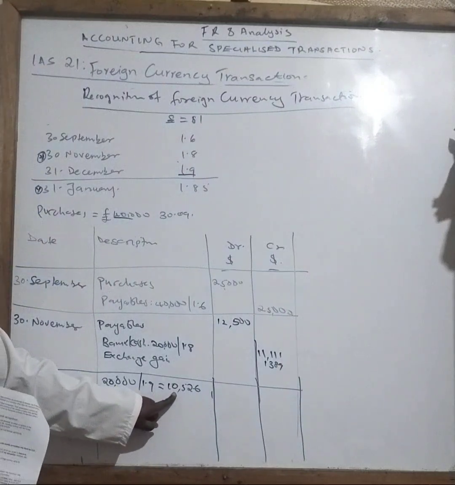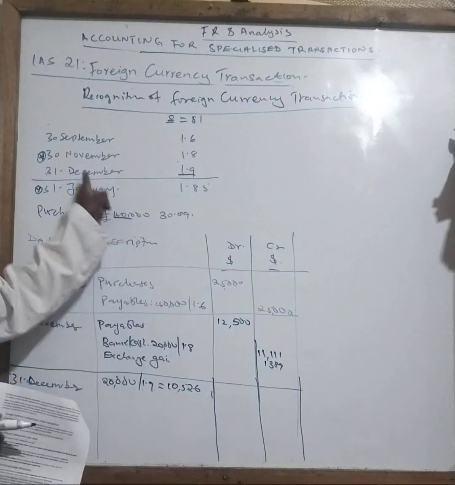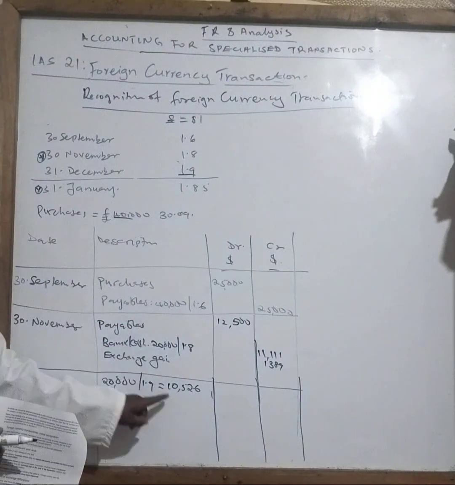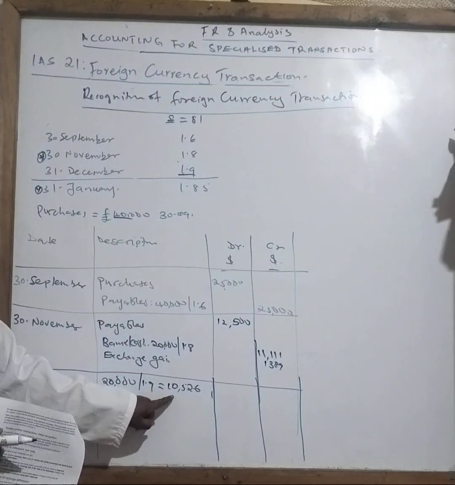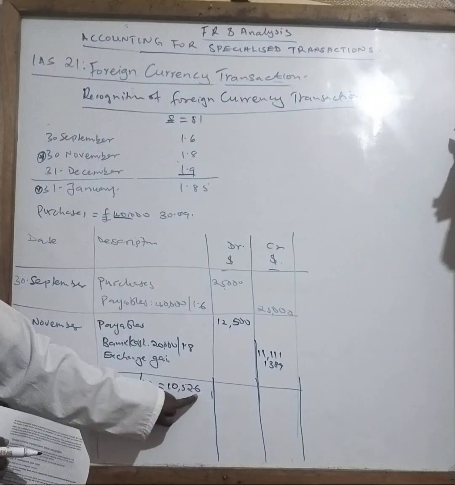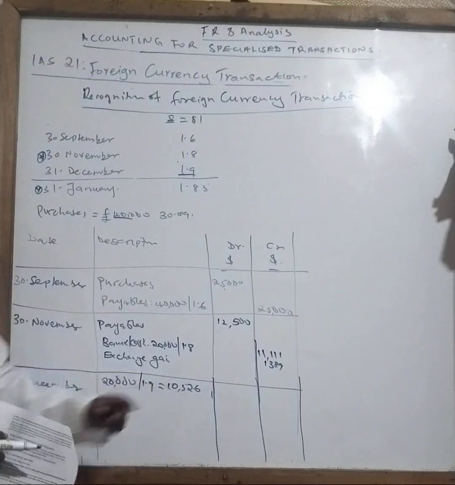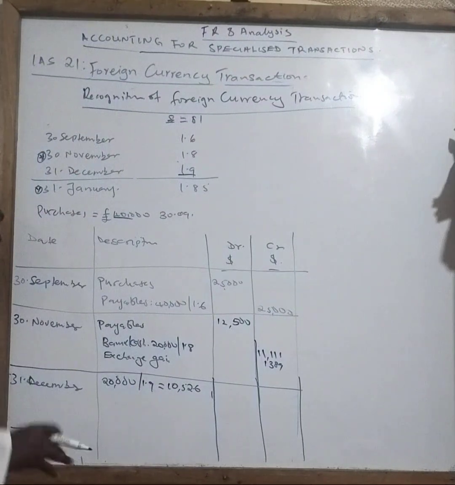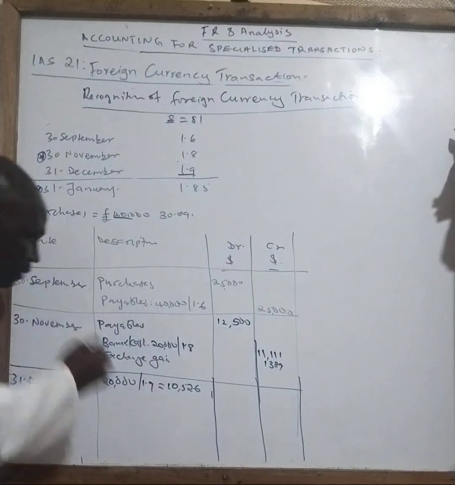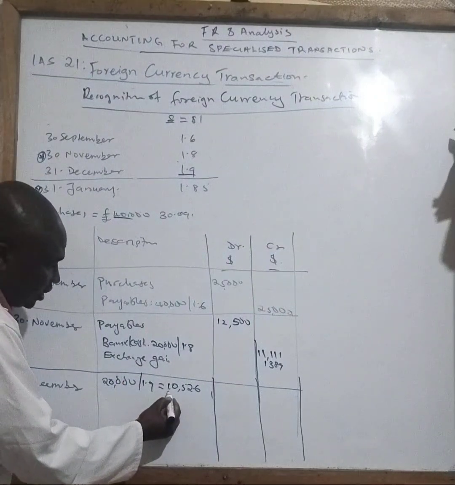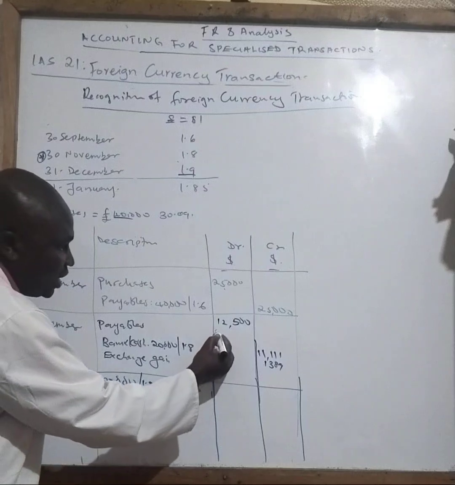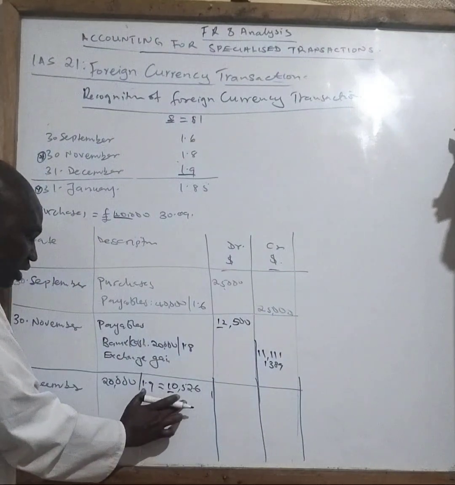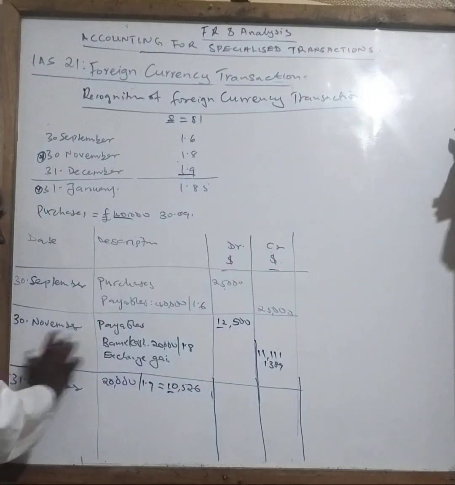So this is the translation. If I translate this liability that is remaining at this time, which is 20,000 pounds, to dollars, it will be 10,526. Now, because there is no payment taking place on 31st of December, what you do is very simple. Now, check. Look at this and compare this and the liability here. This is the liability when we are paid.